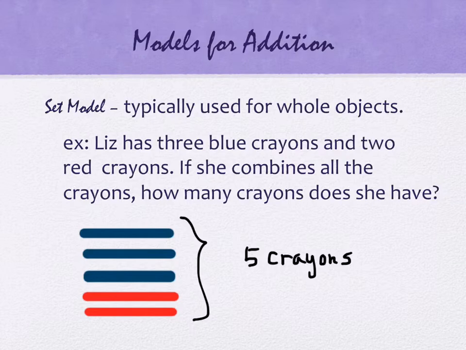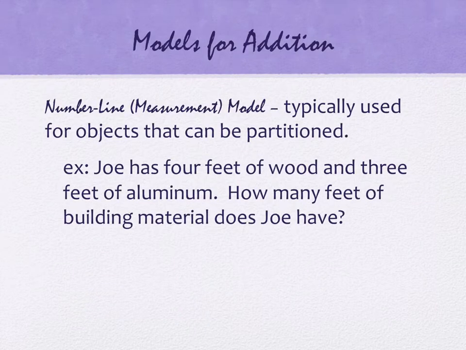That is slightly different than the other model. The other model is a number line model or a measurement model. Depends on the resource you use. And it's typically used for objects that can be partitioned, broken into pieces. Like that's actually how we do it. So here's an example of an object that we break into pieces. If you're talking about wood, how long the piece of wood is, right? You don't say I've got wood, you say how much wood. It's always about the length of it.